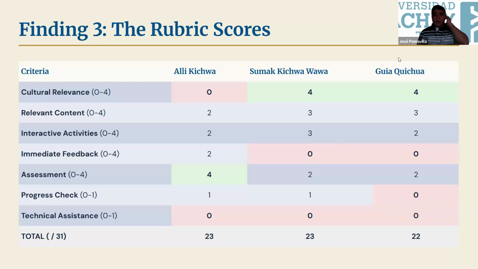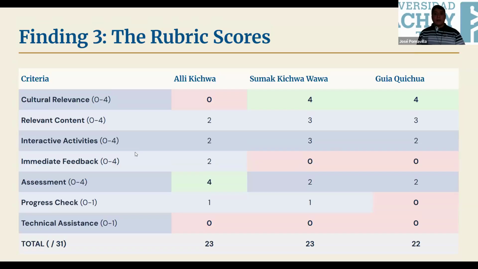The results after applying the survey to these applications are the following. Aji Kichwa, even though the name is in Kichwa, lacks cultural relevance in terms of the graphic design. What we expect to find in this type of app is Quechua people dressed traditionally in some context, because language is also sometimes taught in context, and it's not the case of this app.